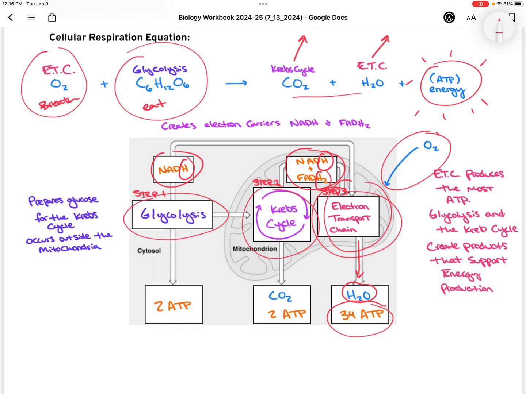So overall, you have to understand the 3 parts: glycolysis, the Krebs cycle, and the electron transport chain. Glycolysis and the Krebs cycle together are made to create the conditions for the electron transport chain to perform at its optimum, which is creating NADH and FADH2.